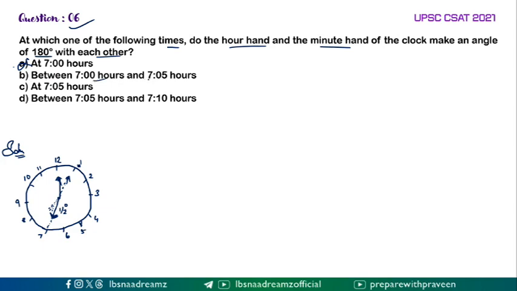Between 7 hours and 7.5 hours, no. Why? Because at 7.5, the hour hand will not be here because it will move 1/2 degree for every minute. Between 7 hours and 7.5 hours is also wrong. At 7.5 hours, if you are not considering this, you will tick this as the right answer. Right? So you have to consider this. So if you are considering this, option C is also wrong. So we are left with only one option, option D, between 7.5 hours and 7.10 hours. So just by drawing the diagram, you can tell option D is the right answer. Yes, option D is the right answer.